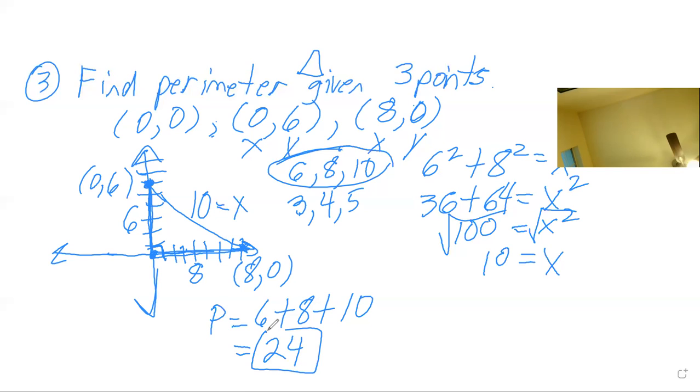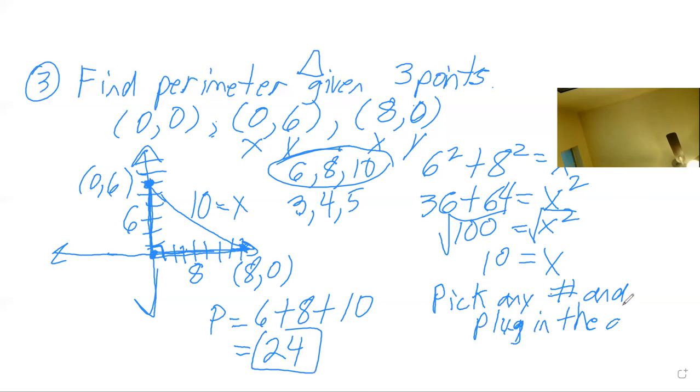If you get in a bind, then just pick any number and plug in the change. And then divide. And I showed examples of that in the class video.